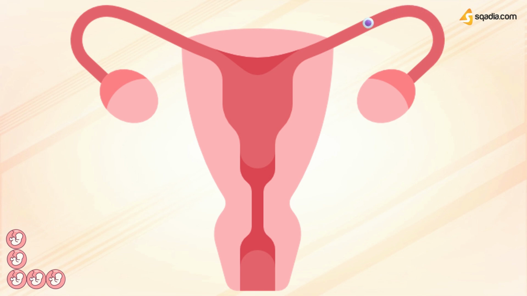If sperm gets into the female, sperm can swim up through her cervix, uterus, and fallopian tubes, searching for an egg. Millions of sperms come out during each ejaculation. But it takes only one sperm to meet with an egg.